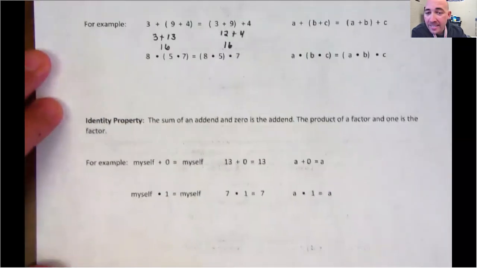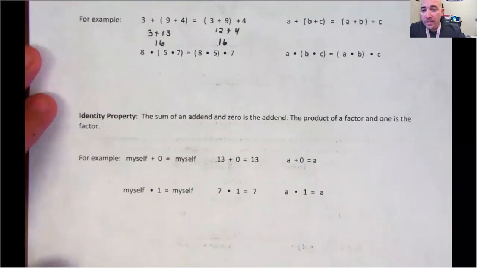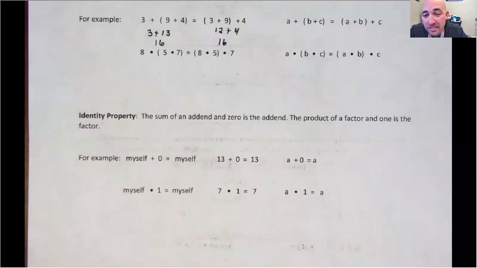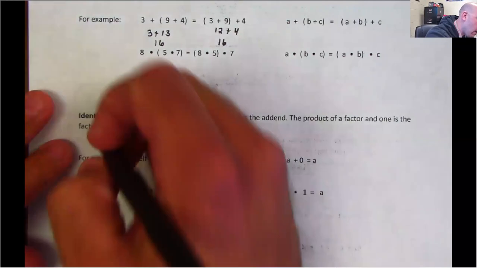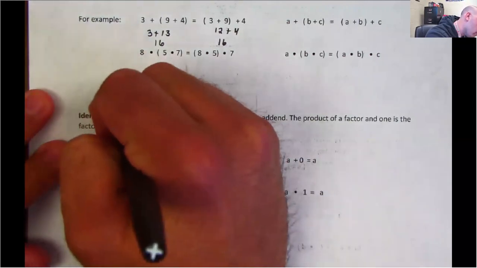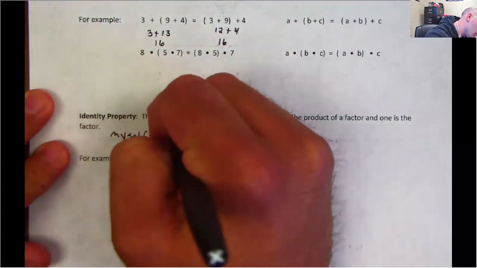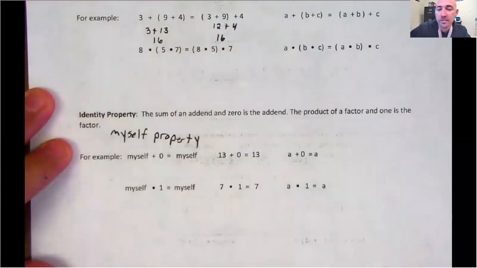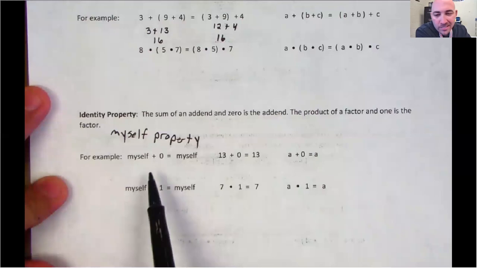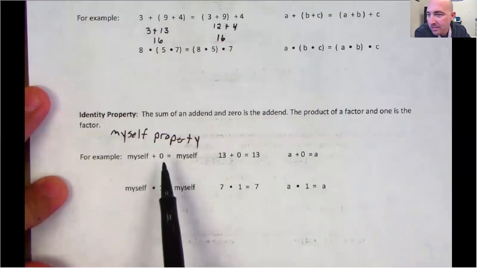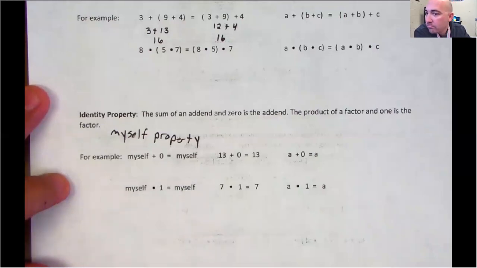Okay, the next one is the identity property. The definition is the sum of an addend and 0 is the addend. The product of a factor and 1 is the factor. Now, I think of this as the myself property. That's how I think of it. Because myself plus 0 is still just myself.